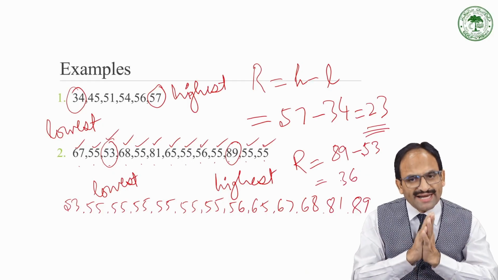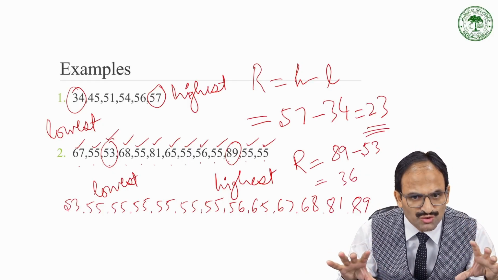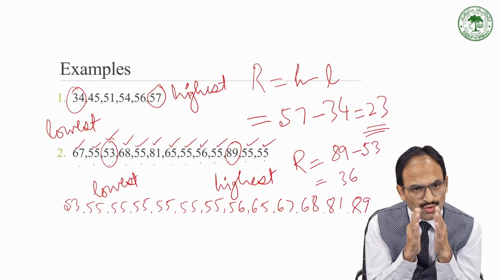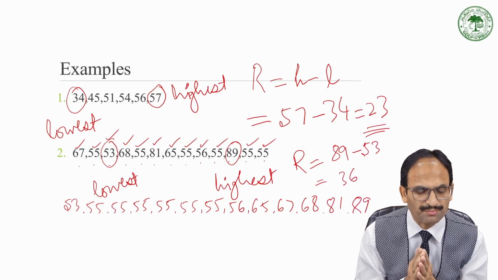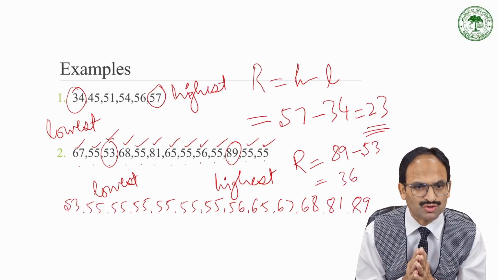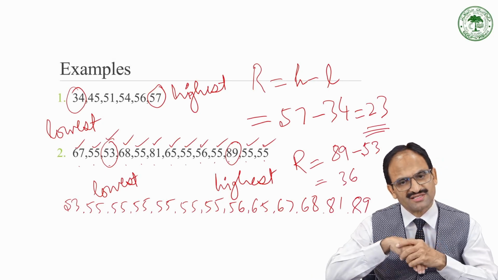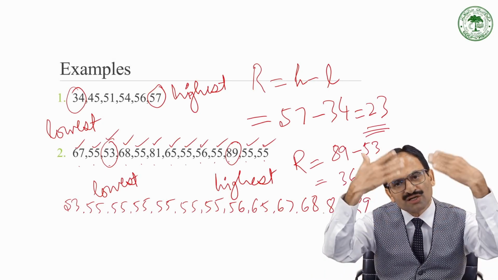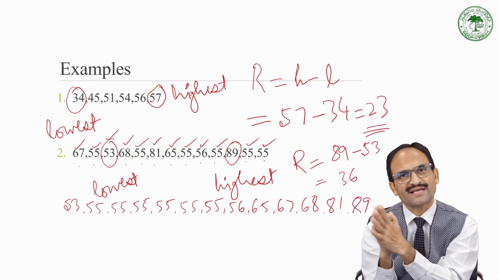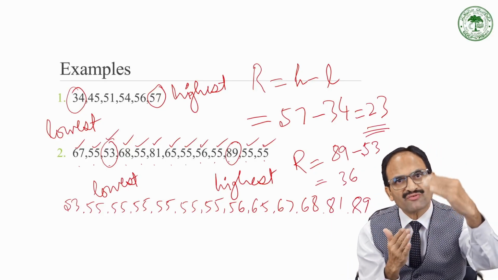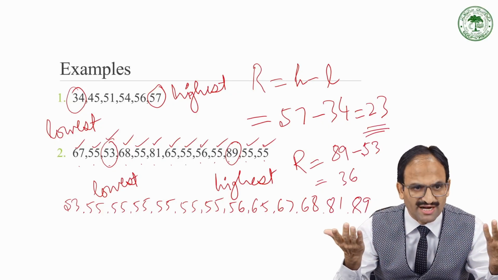So finally the range that you have calculated is 36, and this range shows that this group is quite a heterogeneous group. Variability is more in this group. Spread of the data is more in this group. Why? Because the lowest score is 53, whereas the highest score is 89, in comparison to the first example, where the lowest score was 34 and the highest score was 57. So spread was less in the first group and spread was more in the second group.